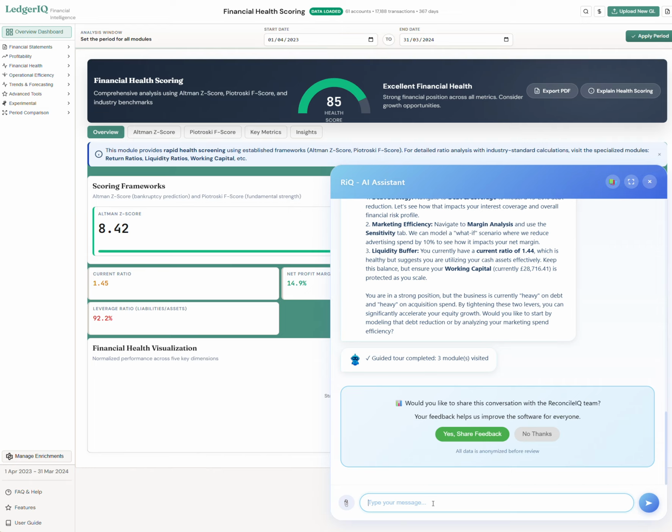Okay, let's continue. Let's say I'm curious about being able to fund a loan. So I want to take a 30k loan, but can the business afford this? And if so, under what terms?